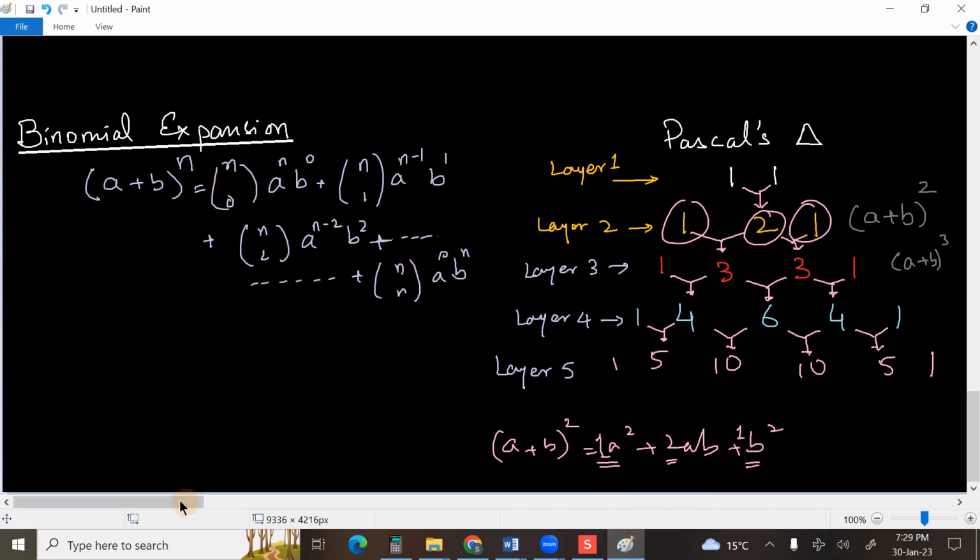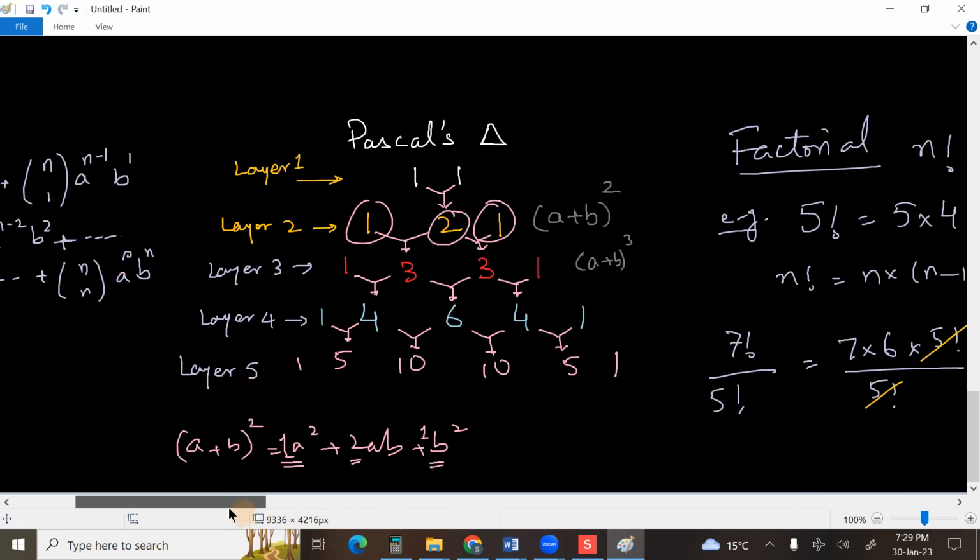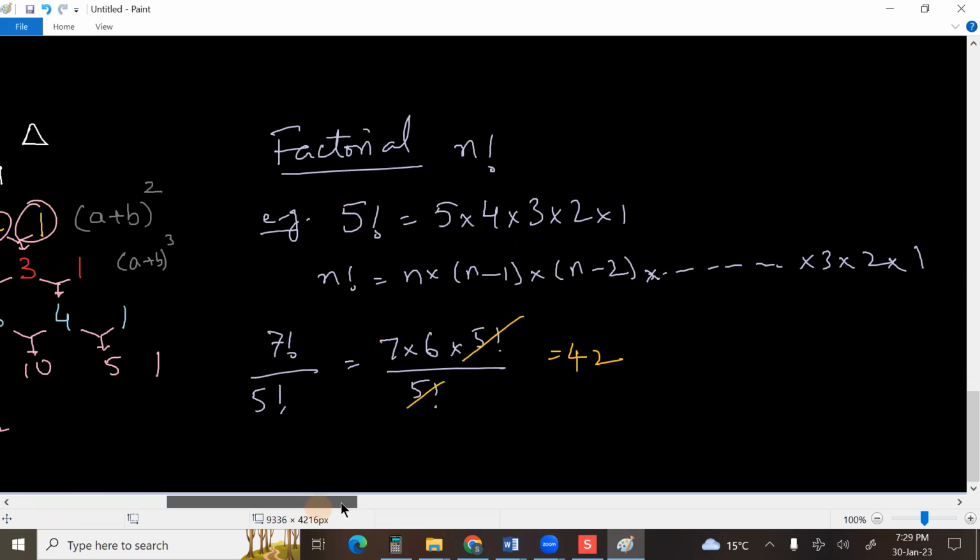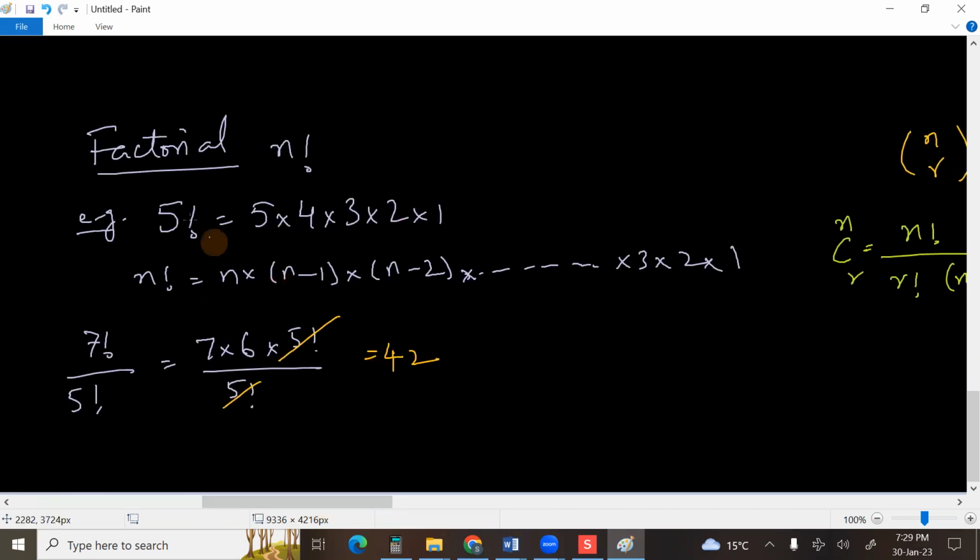I'll explain in detail, but before that, I also want to discuss factorial. What is a factorial? If it's 5 factorial, it means the product of all the numbers from 5 down to 1. So 5 factorial is 5 times 4 times 3 times 2 times 1. And if it is n factorial, just keep on reducing n each time: n minus 1, n minus 2, until it reaches 1.